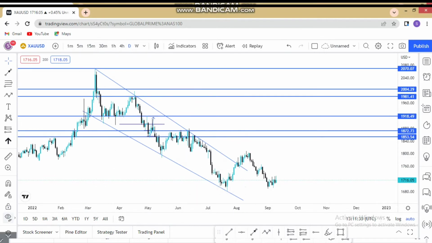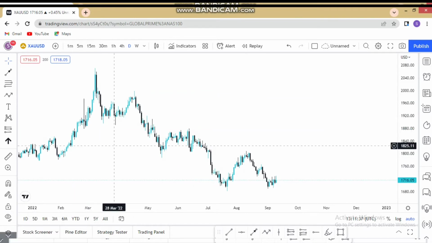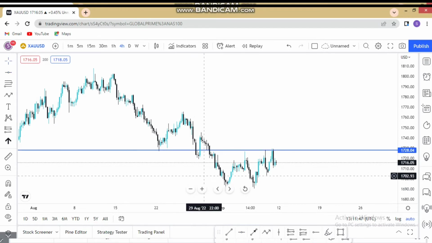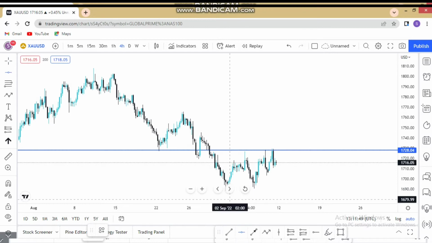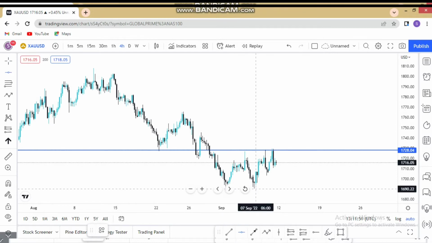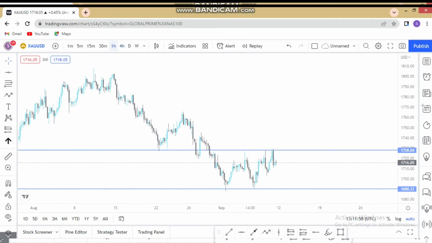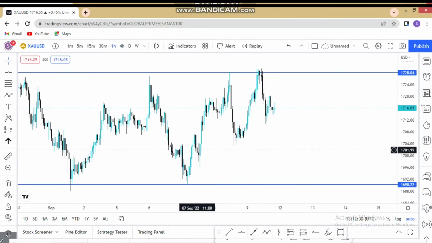But then yeah, let's just clear our charts so we can start over with our analysis. Let's go to our 4 hour. So yeah, guys, let's just use this point, this highest, as our current highest point, and we use this point as our current lowest point. So let's just move to the 1 hour time frame.